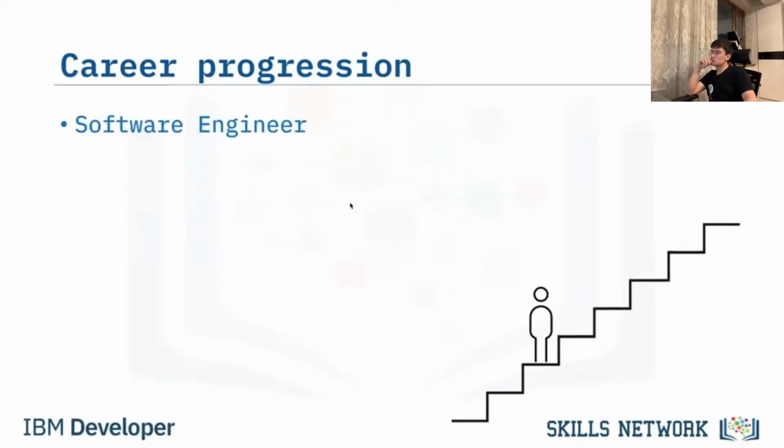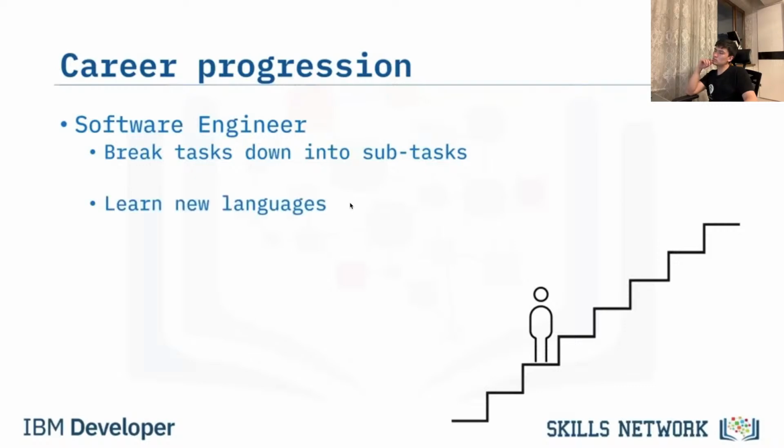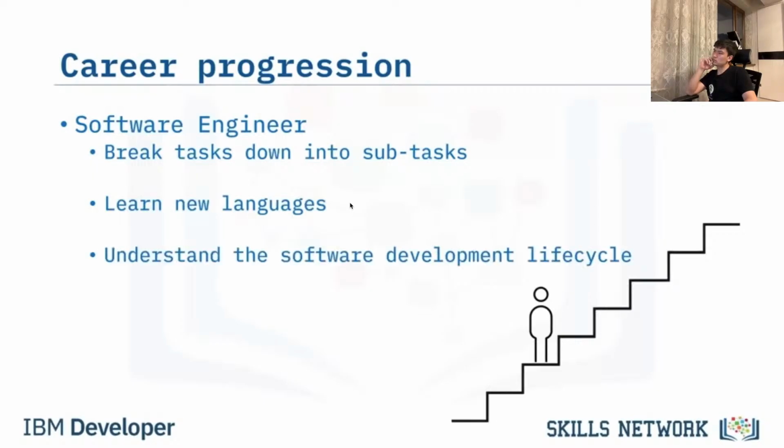You could then move on to a software engineer position. In this role, you'll be expected to be more independent and be able to break larger tasks down into smaller, achievable subtasks. You may be learning new programming languages and demonstrating an understanding of the software development lifecycle. At this stage, you might be asked to mentor a junior software engineer or take responsibility for a larger part of a project.